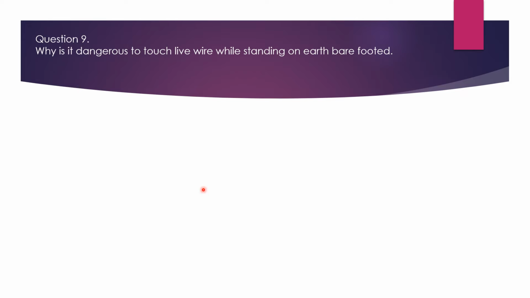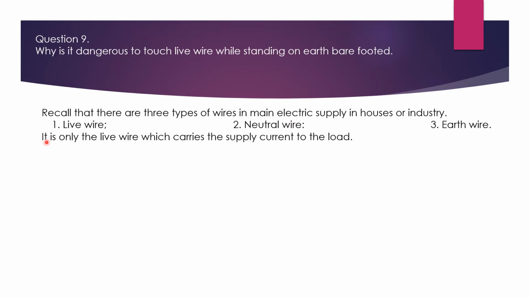Question number 9. Why is it dangerous to touch a live wire while standing on earth barefooted? Recall that there are 3 types of wires in the main electric supply in houses or industry. One is the live wire, the other is the neutral wire, and the third is the earth wire. It is only the live wire which carries the supply current to the load.